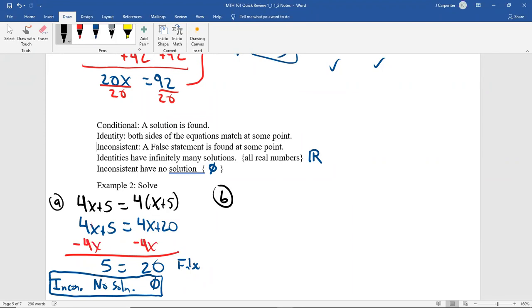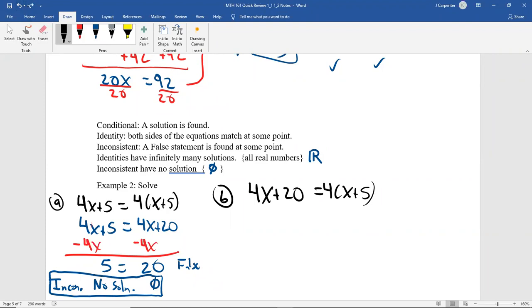Let's do a very, very similar example. 4x plus 20 equals 4 parentheses x plus 5. This looks almost identical to the last problem we just did. 4x plus 5, 4x plus 5. The only difference is the left side originally had a 5 here, and now it's got a 20.